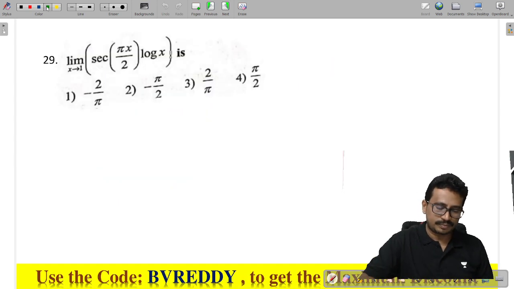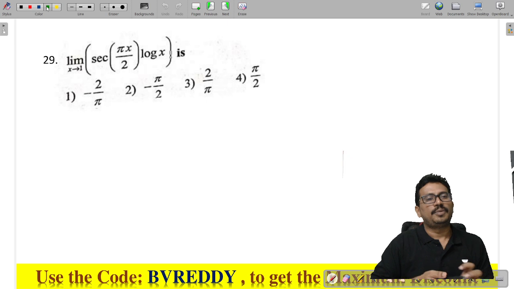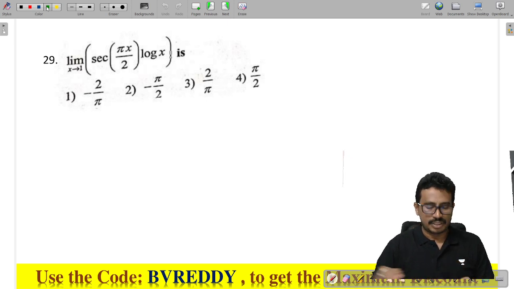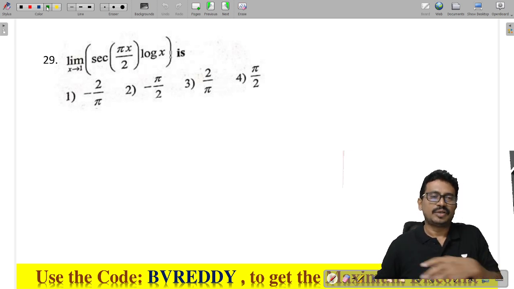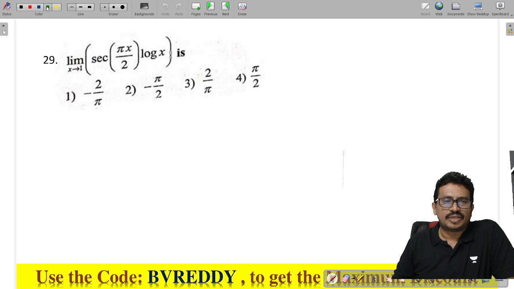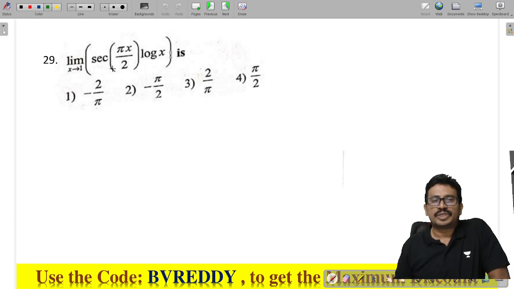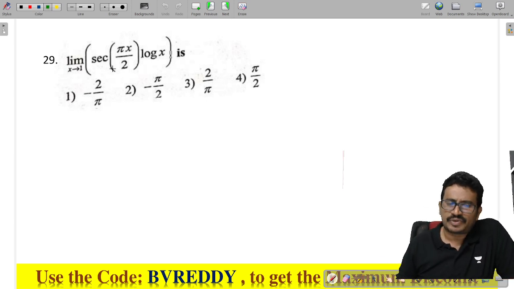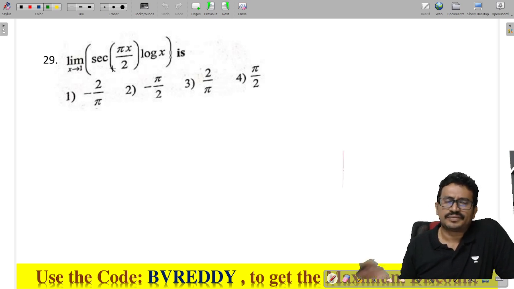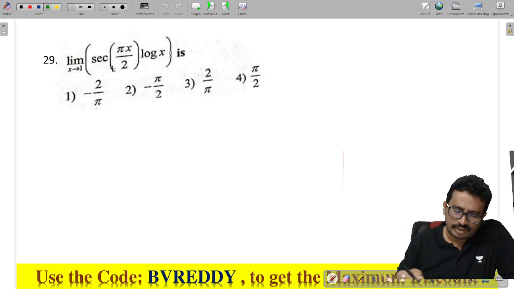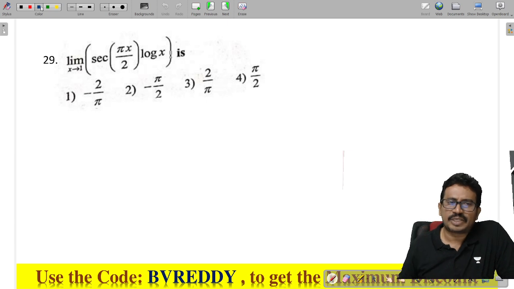Next problem. Limit x tends to 1 of secant. If I substitute the limit value, what expression do we get? You tell me. Here we get pi by 2. So secant of pi by 2 is infinite, and log 1 is 0. Infinite into 0 is not a valid form, so we need to convert it into a determinate form.